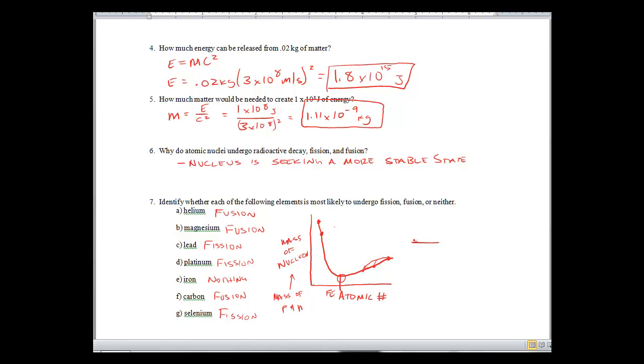This is a very cool thing, that the mass of protons and neutrons changes when you go to different elements. Iron's down here at this stable part. That's why nothing happens. The things that fuse are over here, where a higher atomic number gives me less mass per nucleon. And we're going to fission when we're over here, where a higher atomic number gives me more mass per nucleon.